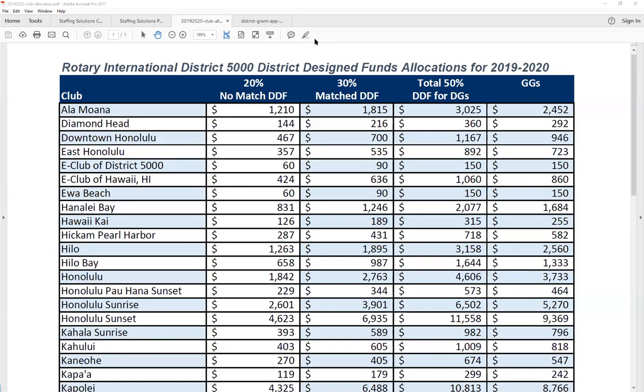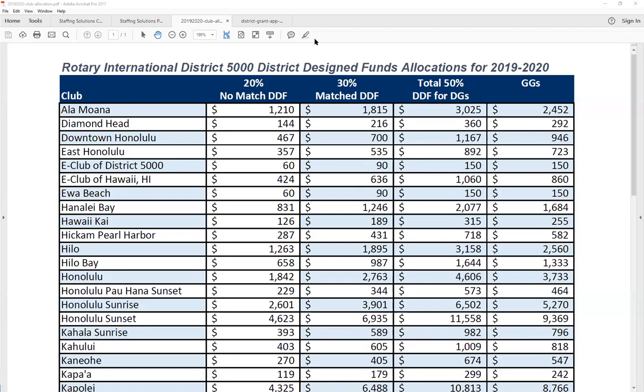The good news is that in prior years, there was frequently a delay because the final report for the year before sometimes got delayed until the middle of August. This year, it was submitted in June and approved and written off. So everything is clear. All we have to do is get the new grant in to RI and get it approved.